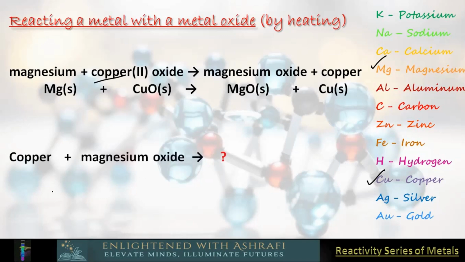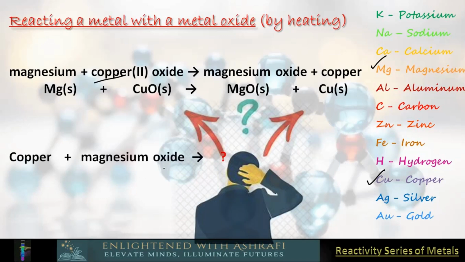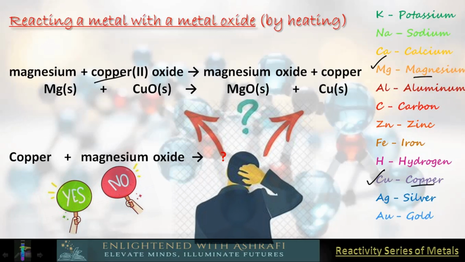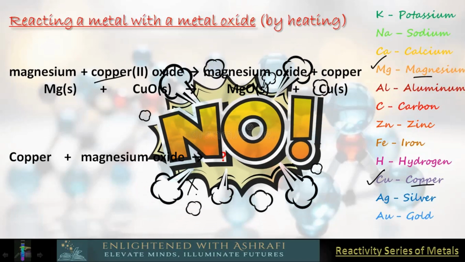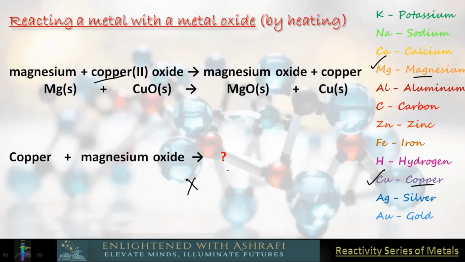Now if I have copper plus magnesium oxide, will this reaction take place? Let's see. We know that magnesium is more reactive than copper. So will copper be able to replace magnesium? No. Why? Because copper has less reactivity compared to that of magnesium. So in this case there will be no reaction.